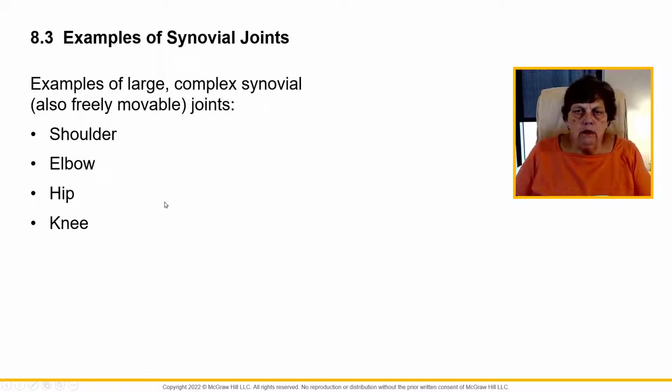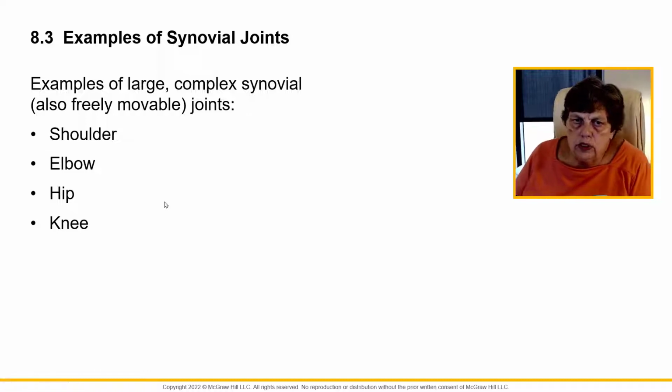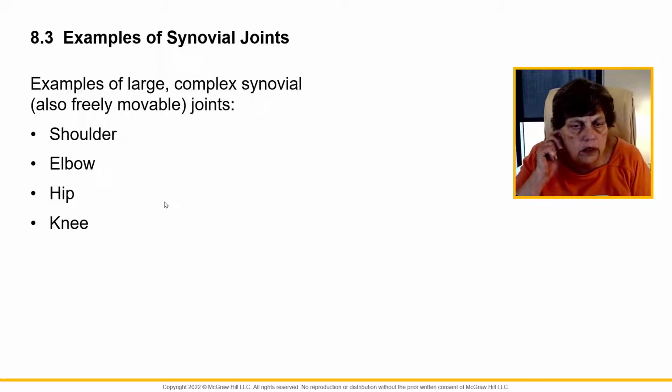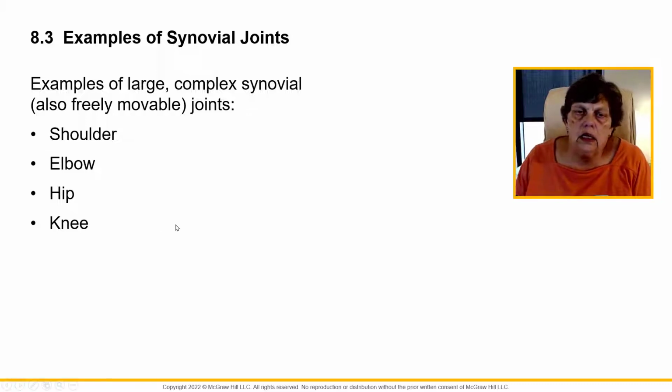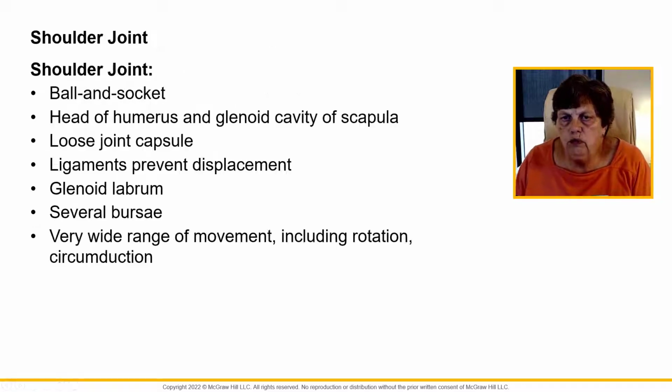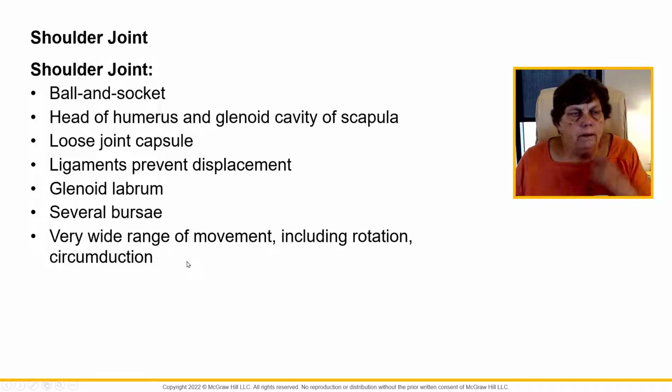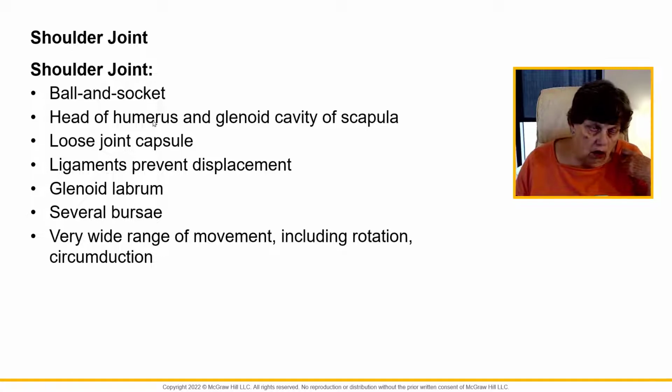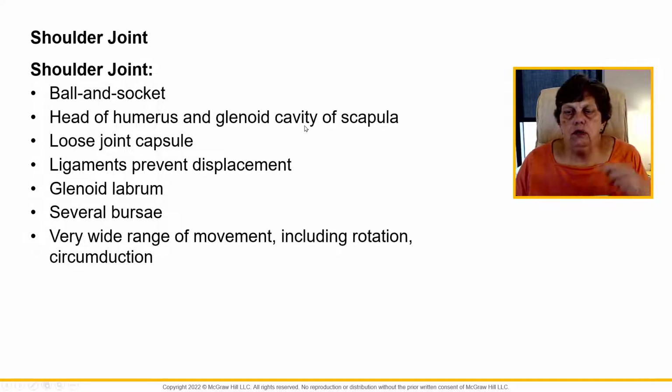Some of the examples of the synovial joints that we're going to look at are the shoulder, the elbow, the hip, and the knee. Those are the very, very classic. These are very freely movable joints. If you look at the shoulder joint, that's a ball and socket joint. It's the head of the humerus, which is the arm bone, that fits into a cavity called the glenoid cavity of the scapula. All right.